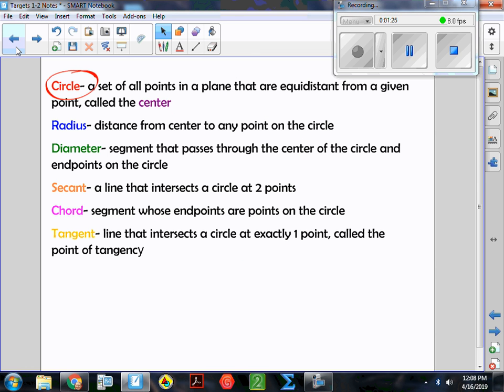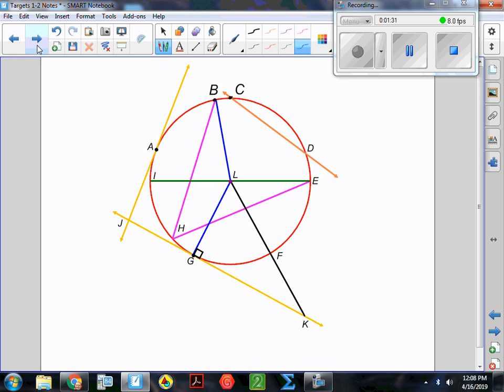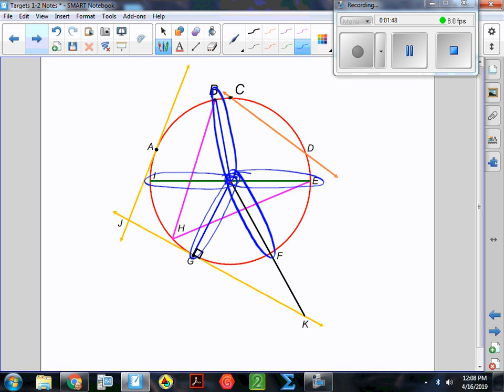Okay, then we have a radius. A radius is a distance from the center to any point on the circle. So I have two radius identified for you. From L to B is a radius. From L to G is a radius. There are other ones that could be a radius. From L to E is a radius. From L to I is a radius. From L to F is a radius.